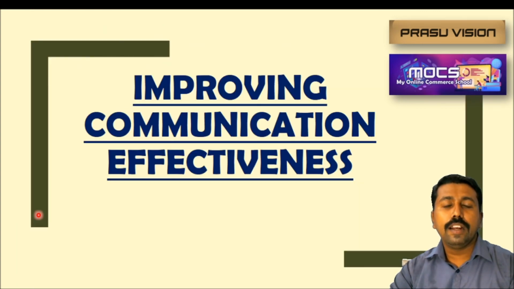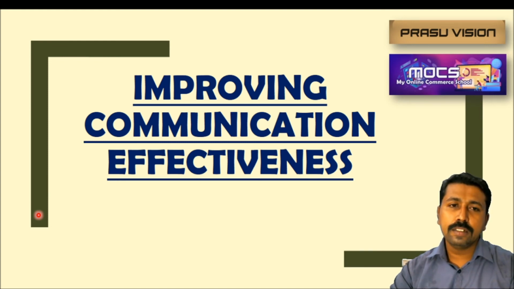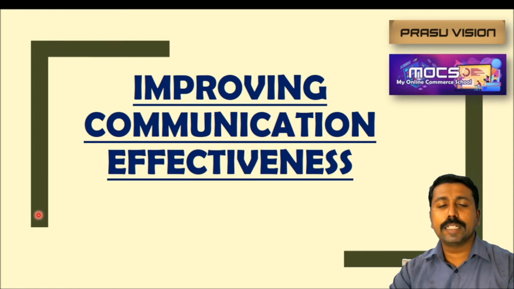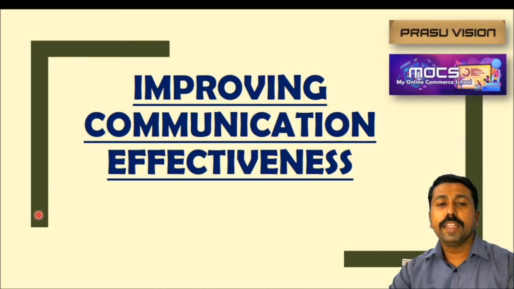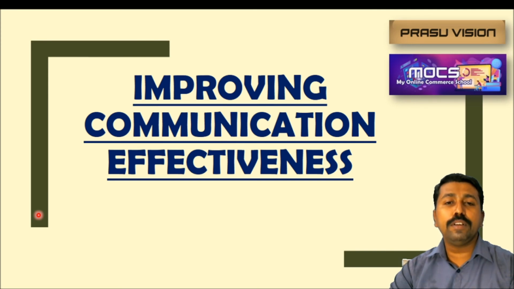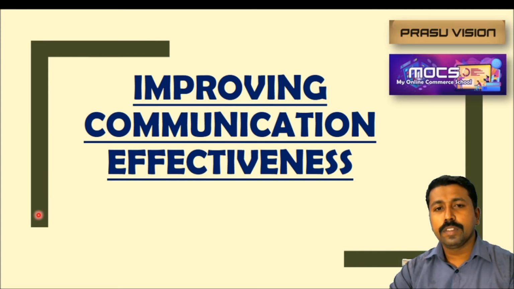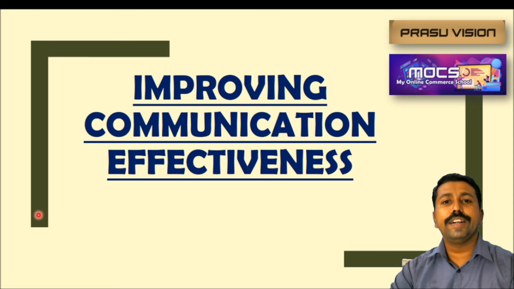So, we learned the different types of barriers which break the communication, but we have to find out the solution also to overcome these barriers. So, improving communication effectiveness: how we can improve the effectiveness of the communication process. The last topic from the chapter. How to improve the communication process, or how we can increase the effectiveness of the communication process in an organization.